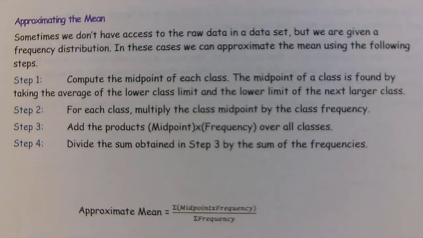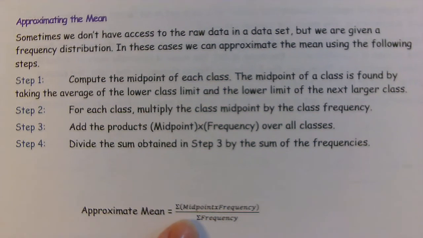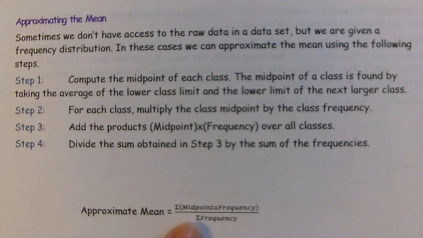Next in 3.1, measures of tendency, we're going to be approximating the mean of grouped data. So frequency distributions of grouped data, we're going to approximate what the mean would be. And the formula is here. You take the midpoint in each class times its frequency, multiply them, add that column up, and divide by the total frequency.